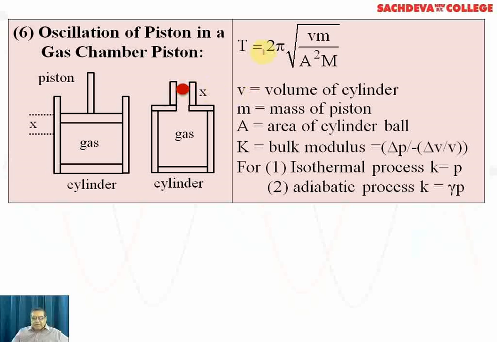T will be calculated by the formula T is equal to 2 pi under root V m over A square K, where small m stands for the mass of the piston and capital M stands for the mass of gas inside the chamber. V is the volume of the cylinder and m is the mass of the piston. A is the area of the cylinder, and K is the bulk modulus of elasticity, which is given by delta P over delta V over V. That is change in pressure divided by change in volume over original volume.